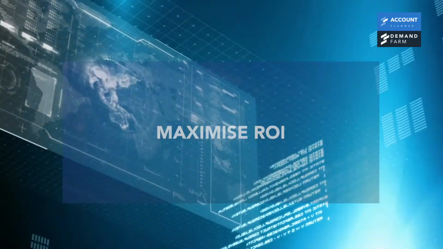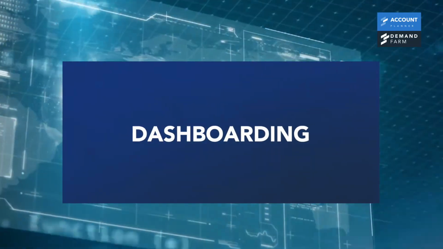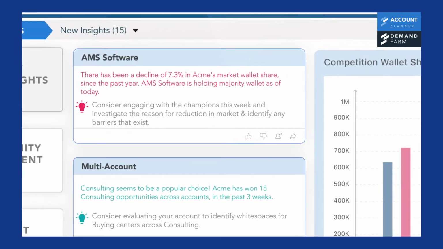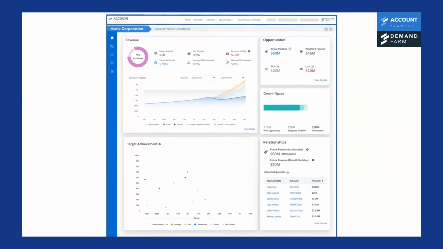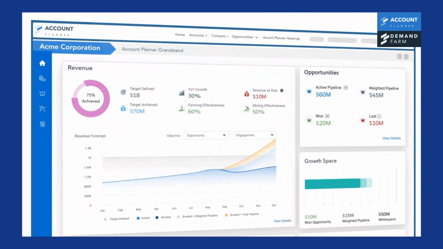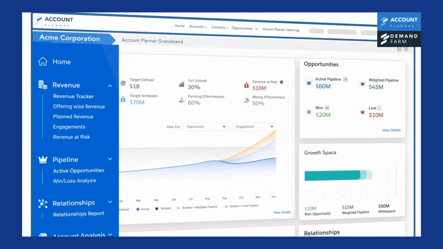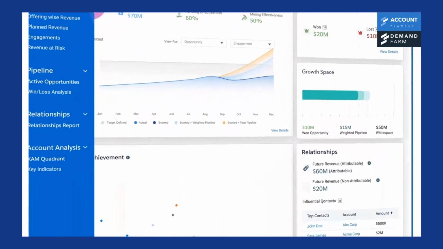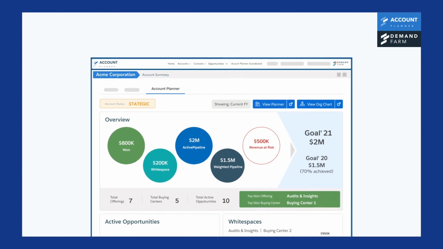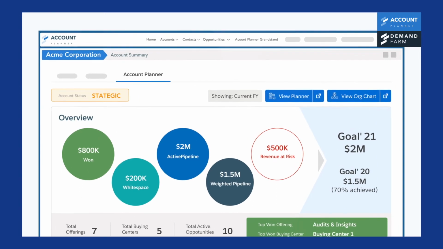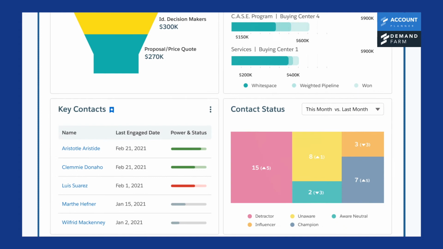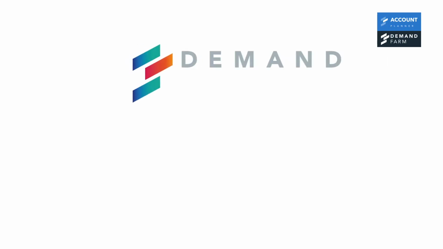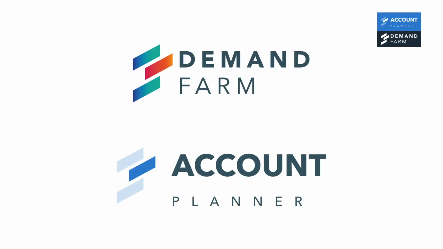And all of this is supported by powerful dashboarding, comprehensive insights, and recommendations for your teams to always be one step ahead of the competition. For sales leaders, you can gather a comprehensive overview of your CAM portfolio and also deep dive into account-specific nuances. For account managers and sales operation leaders, you can harness the dashboards to address risks and hidden opportunities proactively. DemandFarm's Account Planner is your indispensable tool to enable you to grow your key accounts effectively.